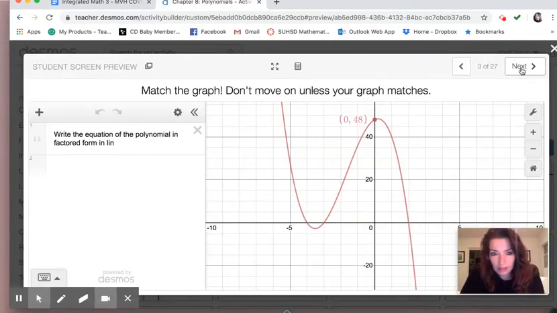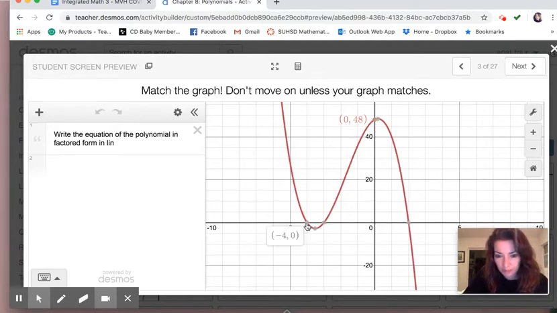For this slide, it looks like we have a polynomial that goes through the point -4, and then it passes through the point -3, goes up through the intercept 0, 48, the y-intercept, and then comes down through the point 2, 0. So if you recall from previous assignments, if we have an intercept at x equals -4, that means we have a factor of x plus 4. And if we have an intercept at x equals -3, that means we have a factor of x plus 3. And this would mean we have a factor of x minus 2.